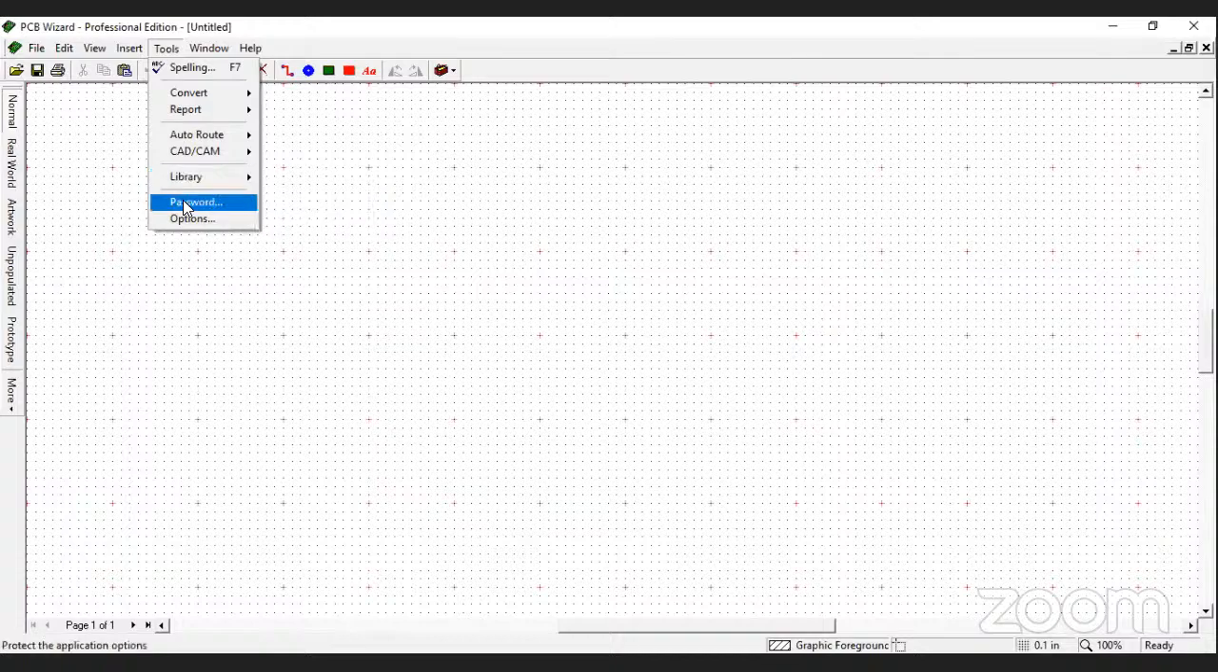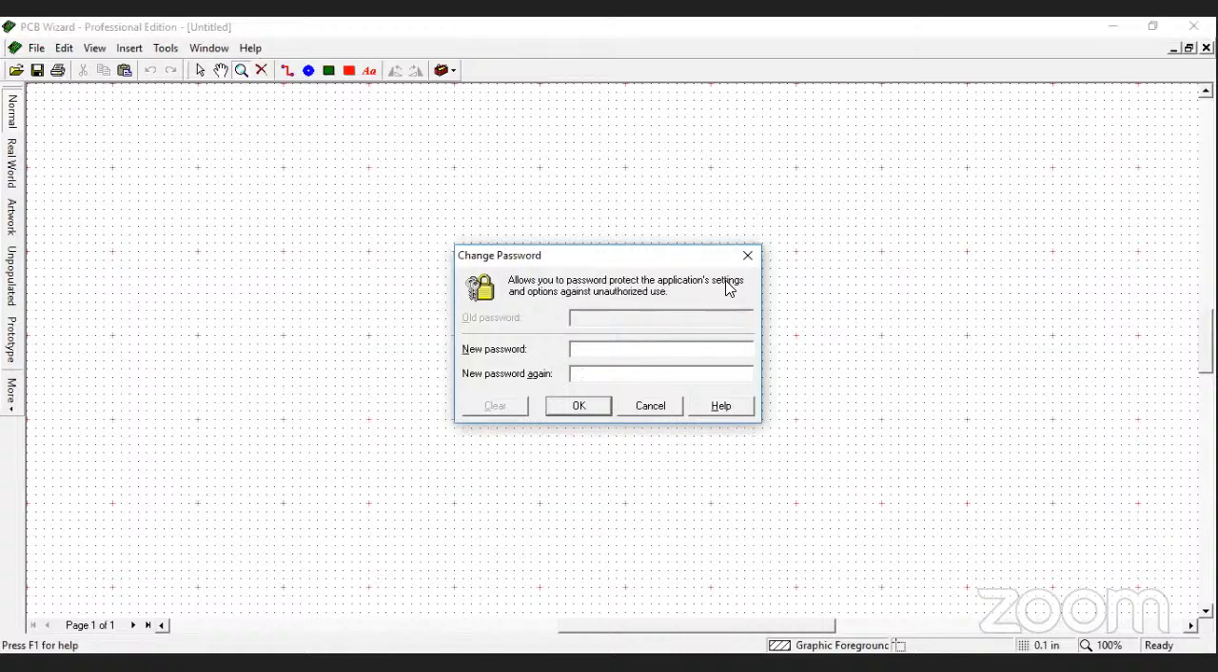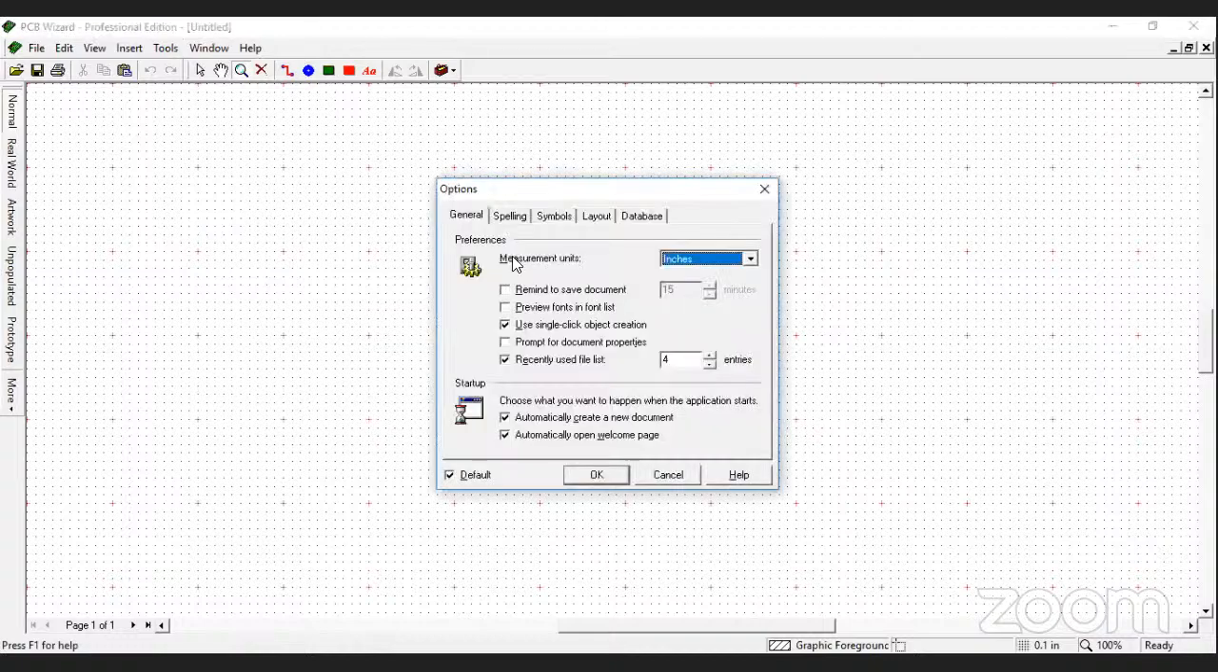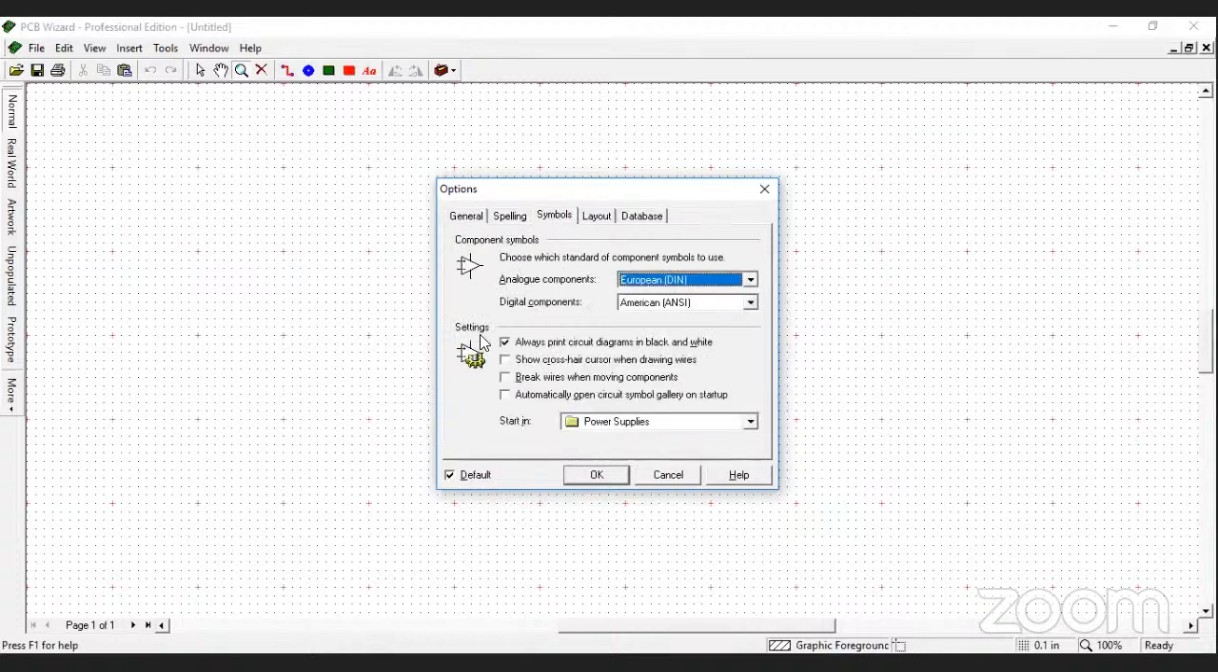If you want to set a password, it allows you to password protect the application settings and options against unauthorized use. If you want to protect your accessibility, you can assign a password for these tools, right? And there are certain options also. You can see the options, right? Preferences, measurement units are in inches, remind to save document whenever you want to close the software, this will remind you. Spelling, symbols, layout, database, whichever you want to use, single click object creation, right? Symbols, what type of symbols you want to make use of.